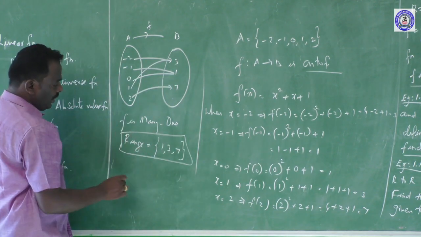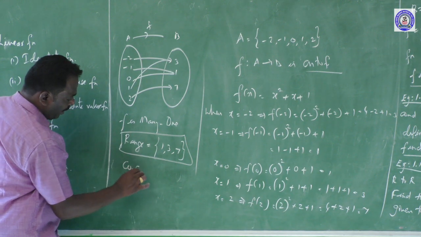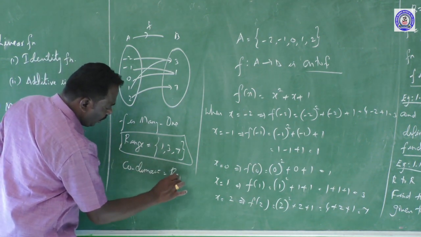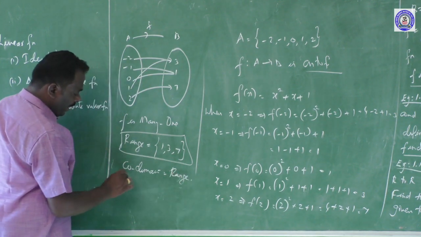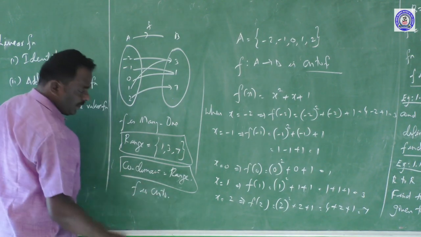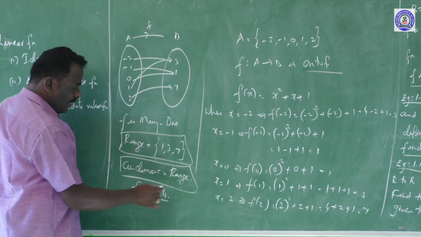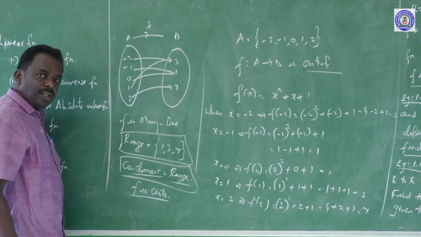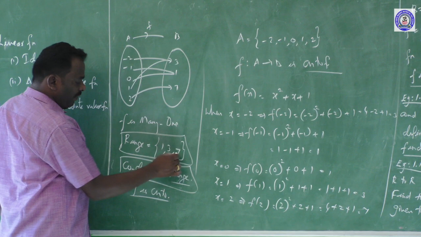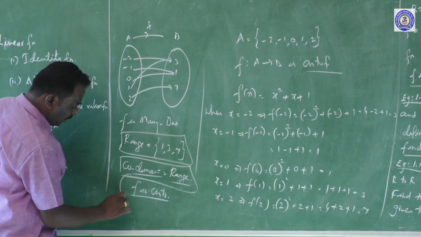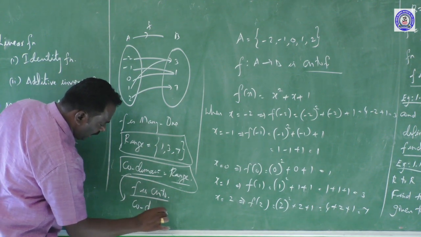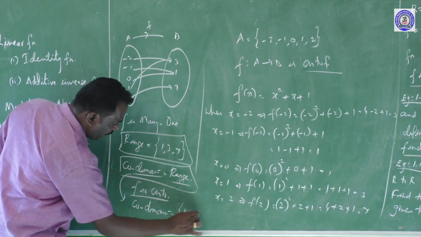And the codomain is defined by: codomain is equal to range. Because the given function f is an onto function, therefore f is onto function, range is equal to codomain. Now we know the range is 1, 3, 7. Therefore the codomain is equal to 1, 3, 7.